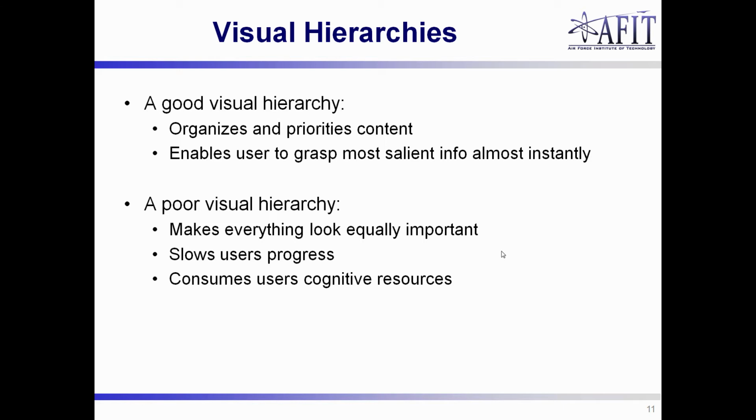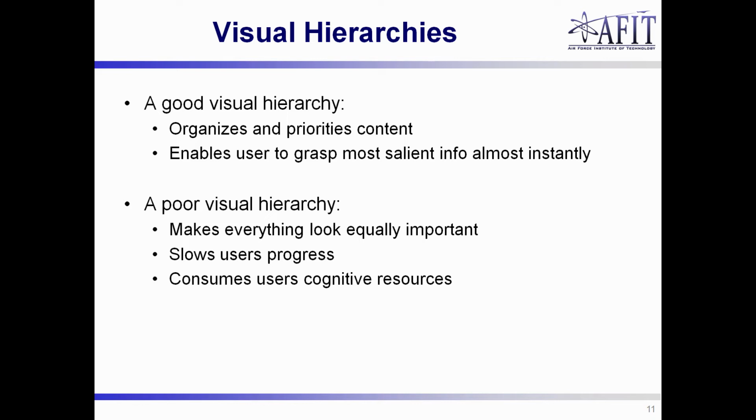It also slows the user's progress, right? They can't find those pieces of salient information, so they have to dig around all over the place to try to find them. And of course, it consumes the user's cognitive resources because they're having to do all of that interpretation that really you should have done for them. You should have done the organization and the prioritization. And by not having a visual hierarchy, it's now their job.